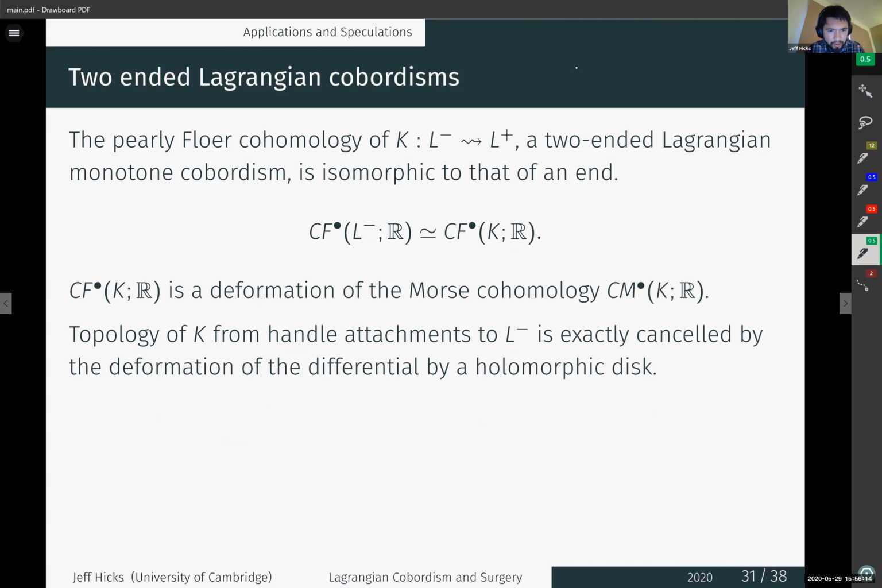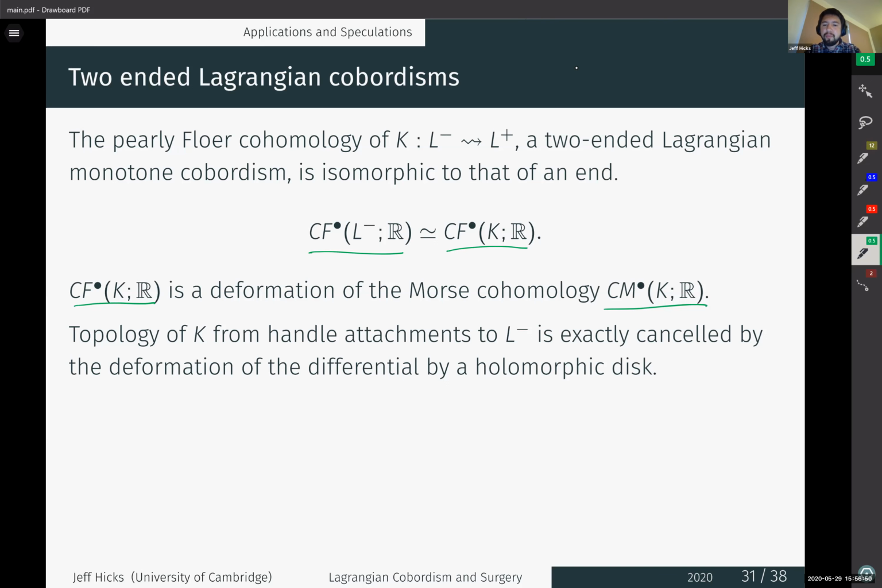So let's see what this says about two-ended Lagrangian cobordism. This was the question that we were bringing up earlier. Can we find a two-ended monotone Lagrangian cobordism? This result says that there's something actually very special that happens when you look at a two-ended monotone Lagrangian cobordism. So the Floer homology of the cobordism is supposed to match the Floer homology of the left end. And the Floer homology of the cobordism is supposed to be a deformation of its Morse homology.